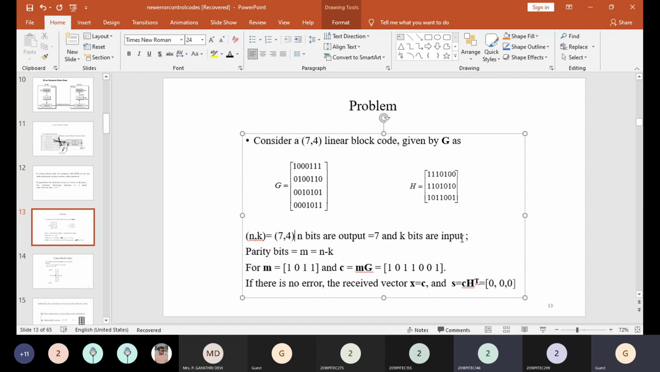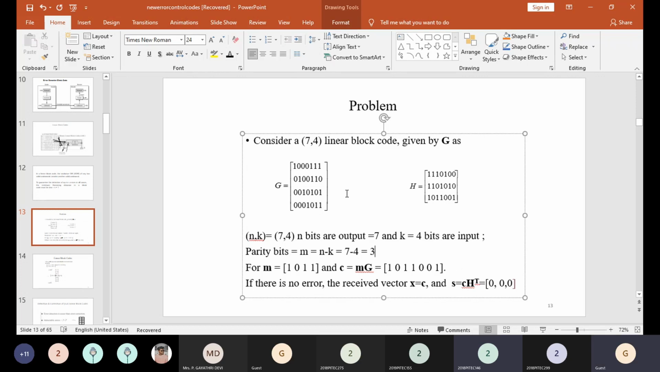The k bits are given as input. So this is 7 comma 4, and obviously the parity bits will be 7 minus 4, which is equal to 3. So 3 parity bits will be there.